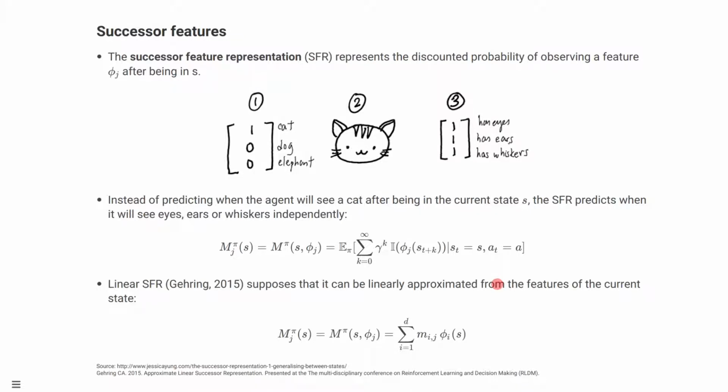When you do that, the algorithm is called successor features or successor feature representation, SFR, where what the SR is going to represent is not how soon will I see a state, so discounted by gamma, but how soon will I see a feature. So what I predict is not if I'm going to see a cat in the near future, but whether I am going to see eyes, ears, whiskers. Per feature, you predict if you're going to see it.